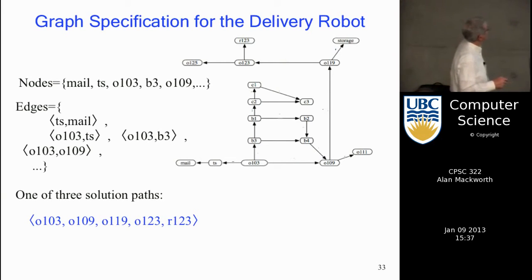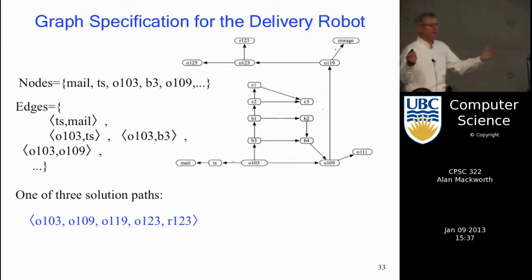O103 TS, that's this edge here. So this and this are exactly the same graph. They're just one's represented visually, the other's represented algebraically. Given this, I can draw this. Given this, I can write that. And here's one of the solution paths.